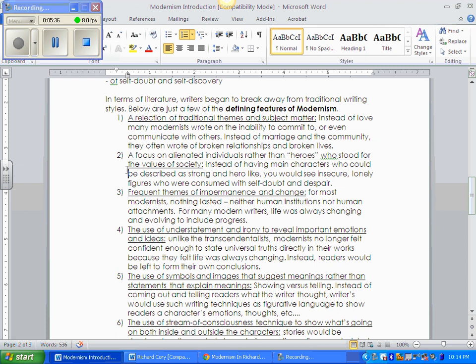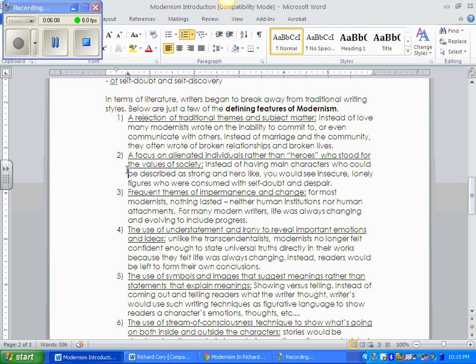He understated what he really meant. So, the use of understatement and irony to reveal important emotions and ideas. In other words, instead of coming right out and the author explaining to you what the character was feeling, they actually use irony, and you just have to figure it out based on the irony that they use. Likewise with the understatement, it's understated what the idea is, and you as a reader are left to figure it out.